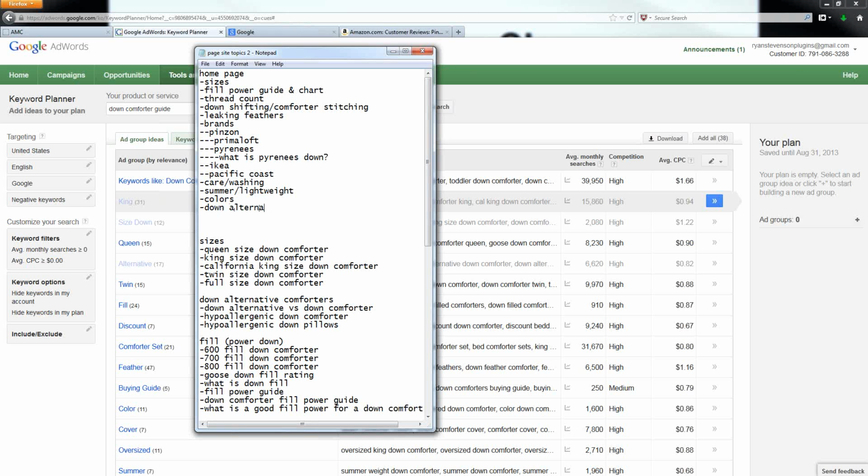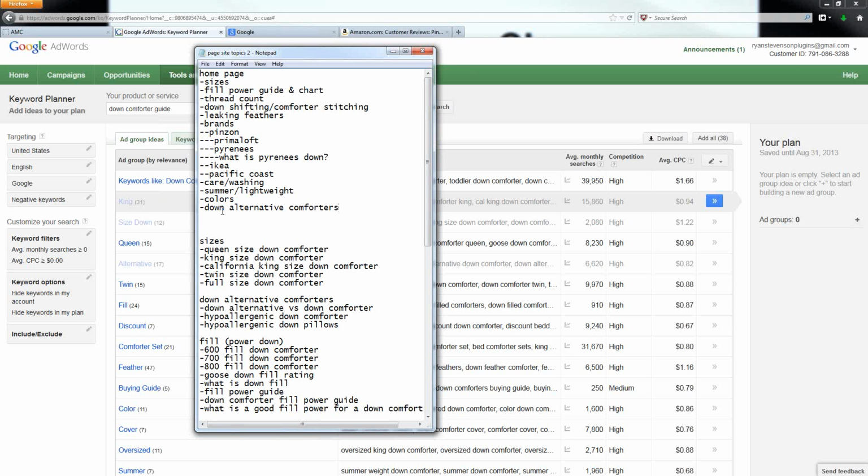The next topic is going to be down alternative comforters. If you remember from the last lesson, I actually was able to find that down alternative comforters have received a significant spike in traffic over the last couple of years. Google Trends actually indicates that it's up maybe somewhere in the 400% to 600% neighborhood.